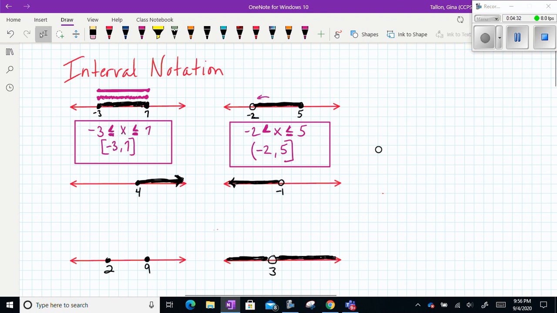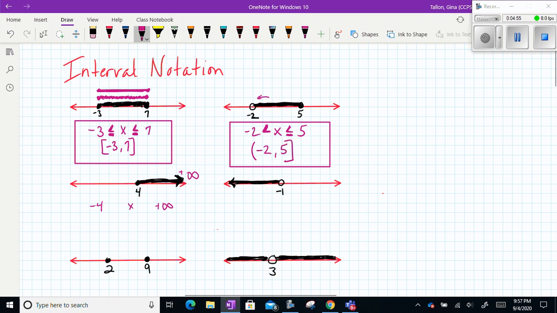All right, next problem here. I have a 4 and all of the shading is to the right. So I have a closed circle on the 4, and all the shading is to the right. When you keep going further and further to the right, this is considered positive infinity. You could give a bunch of different answers here. You could say 4, positive infinity.